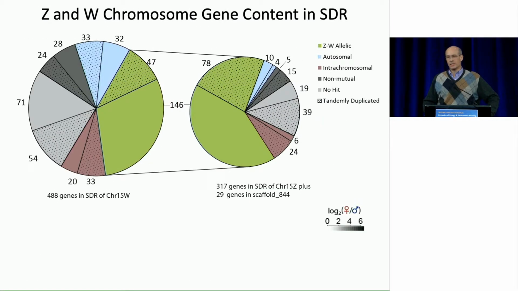Okay, so here's a little bit about the gene content with the W chromosome on the left and the Z chromosome on the right. And this is based on all versus all BLASTs within the same genome.